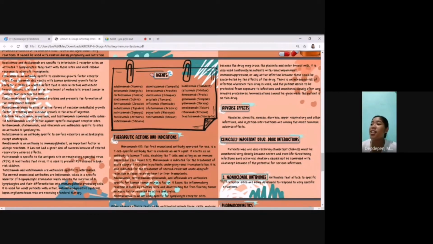Let's proceed to the last category of immune suppressants, which is the monoclonal antibodies. These antibodies attach to specific receptor sites, and they are being developed to respond to every specific situation. Therapeutic actions and indications: Muromonab-CD3, the first monoclonal antibody approved for use, is a T-cell specific antibody that is available as an IV agent. It reacts as an antibody to human T cells, disabling the T cells and acting as an immune suppressor.